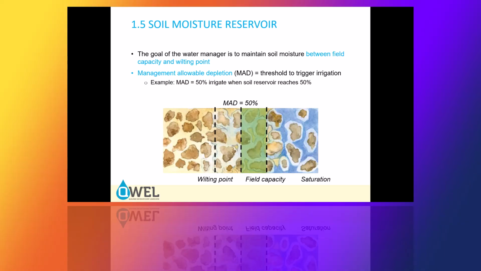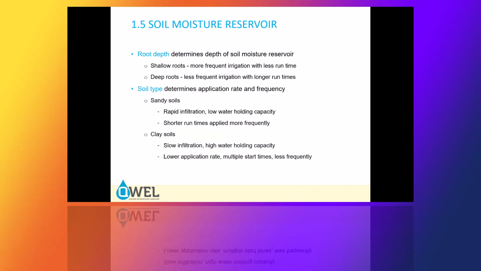The concept of management allowable depletion, or MAD, determines how much the water manager allows soil moisture to be depleted before refilling the reservoir by irrigating. Typically, we use a MAD of 50%. Both water management and irrigation scheduling do require knowledge about soil type and plant material root depth. That's why we went into detail on some of those areas.